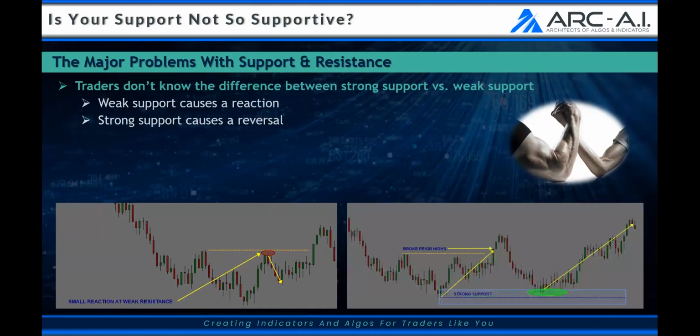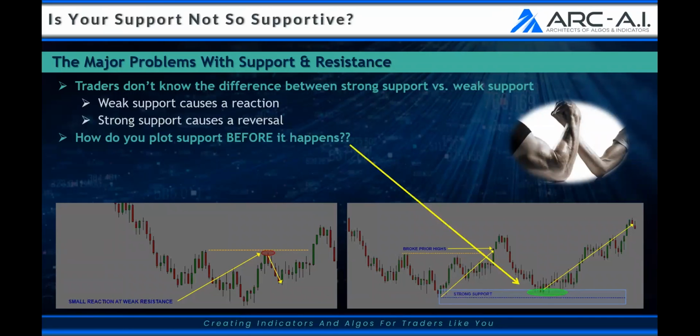Okay, we also have here the same exact chart. We can see that strong support is at the lows because we broke through the weak support. And then we come all the way back down, test the strong support, and off the market goes. You can see a strong reaction there. And again, we'll show you how to find the difference between them.